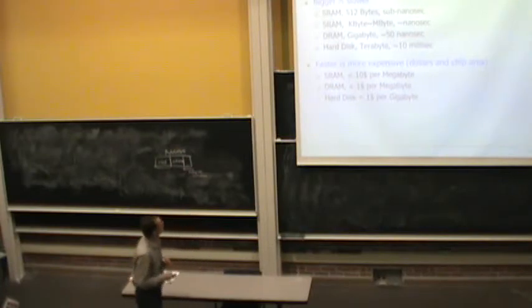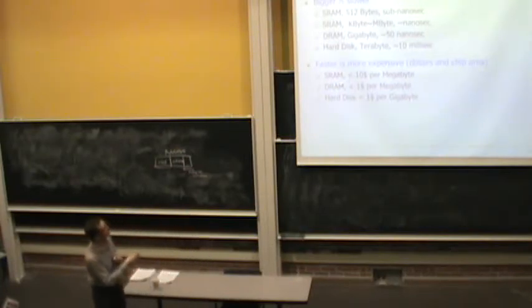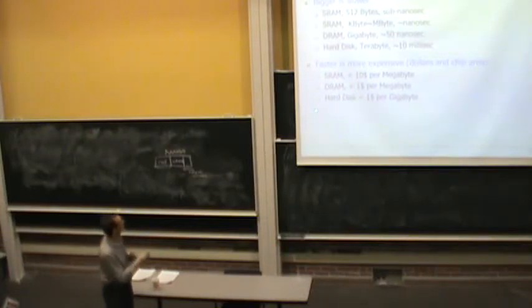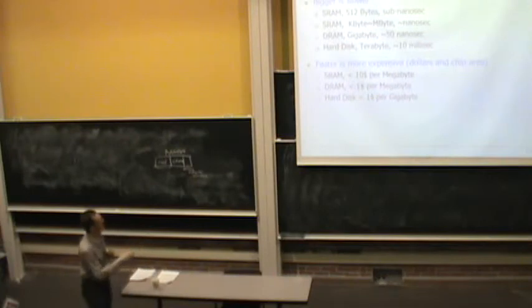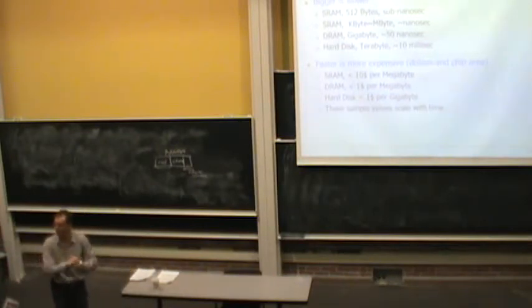Right? And faster is more expensive. If you look at SRAM, you pay $10 per megabyte. And these numbers change over time, of course. DRAM, you pay $1 per megabyte, and hard disk, you pay less than $1 per gigabyte. Because what happens is these sample values scale with time. The cost reduces over time.